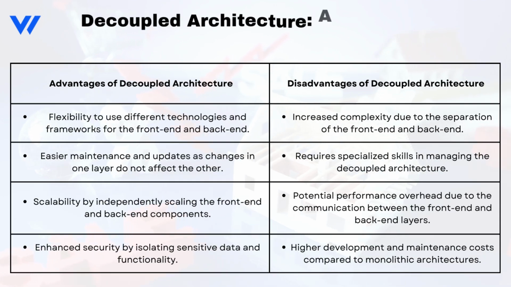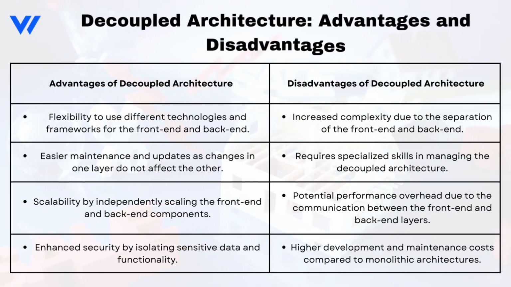Decoupled architecture advantages and disadvantages. Advantages of decoupled architecture. Flexibility to use different technologies and frameworks for the front end and back end. Easier maintenance and updates as changes in one layer do not affect the other. Scalability by independently scaling the front end and back end components. Enhanced security by isolating sensitive data and functionality.